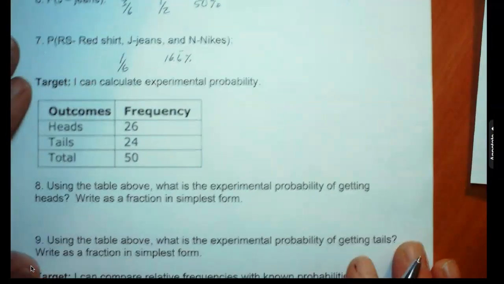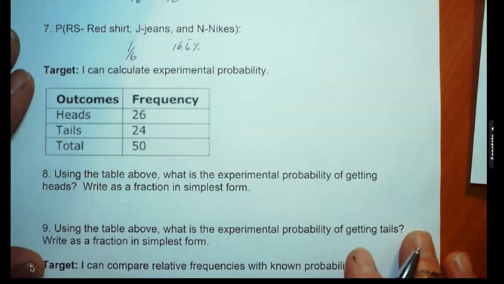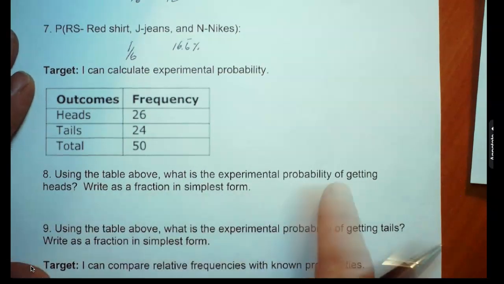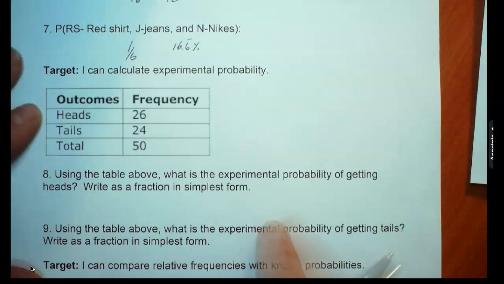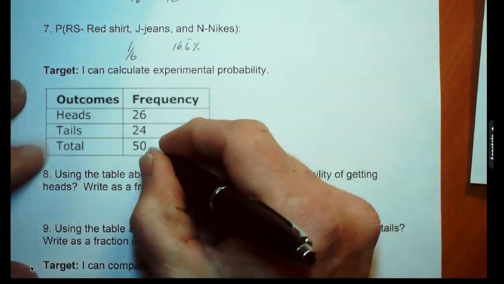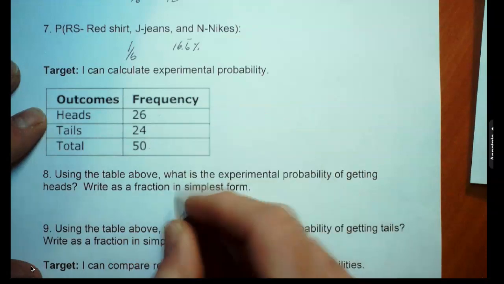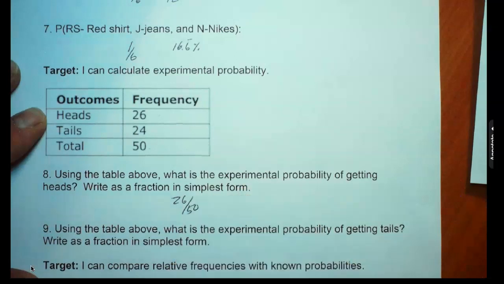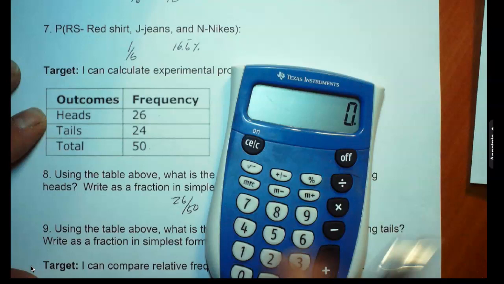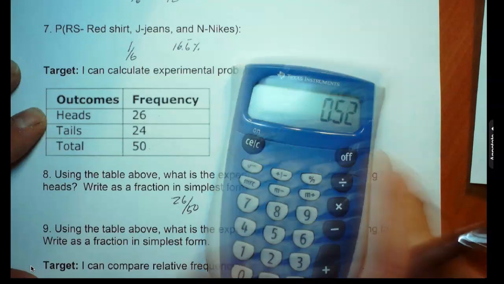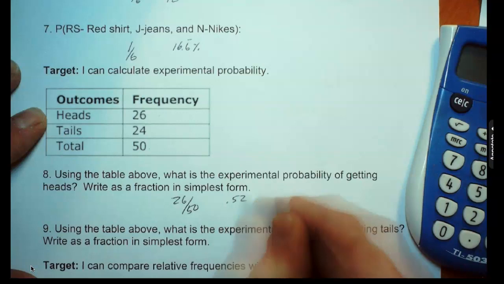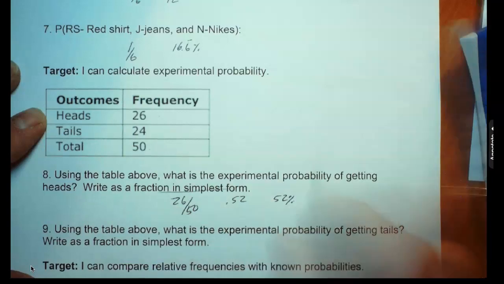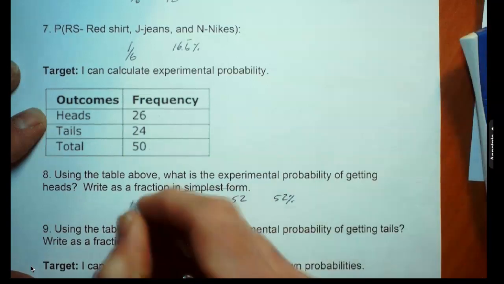All right, I can calculate the experimental probability. We've got this all set up here. Next target, this would be 9.7a. Using the table above, what is the experimental probability of getting a heads? Well, they flipped a total of 50 times, and they got 26 heads, so it was just a little bit over our theoretical probability. So 26 divided by 50, and we'll just pop that in the old calculator. We end up with 0.52. So 0.52, or 52%. If we wanted to put this as a fraction in simplest form, we'll go ahead and reduce that down to 13/25.